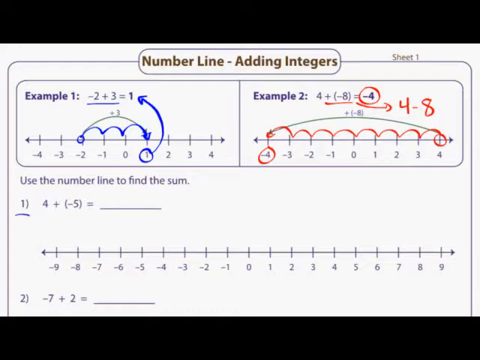So go ahead and try number 1 on your own. Circle your starting number, which is 4. Since this problem has parentheses, this is the same as 4 minus 5. So let's go to the left 5. 1, 2, 3, 4, 5. We end up at negative 1.